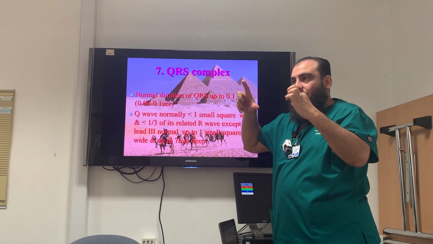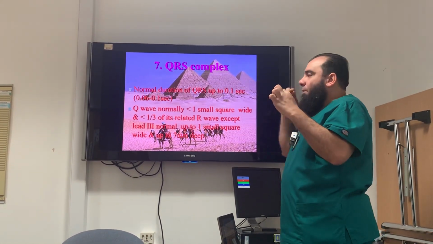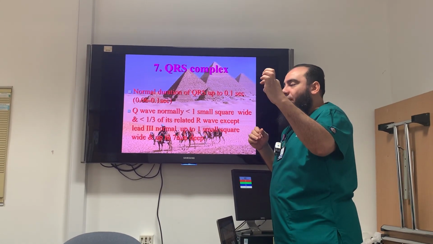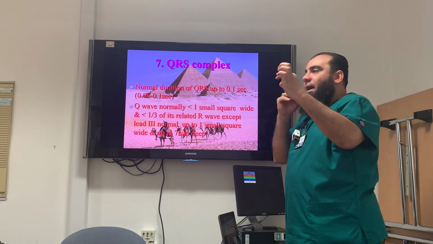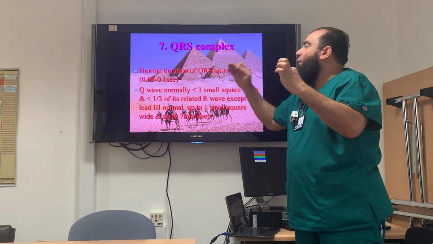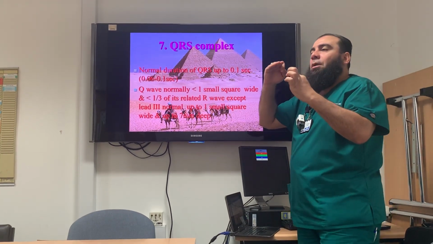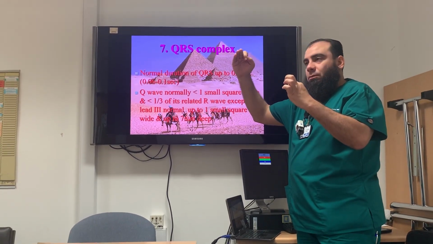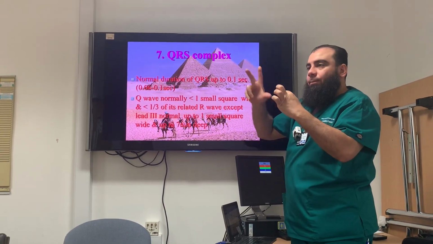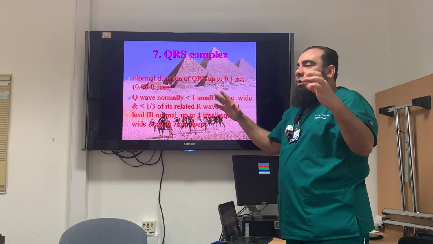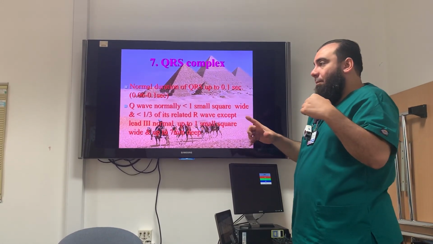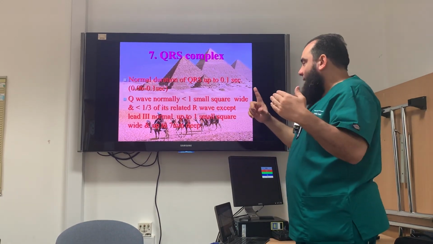Do you understand it? I'll explain it again. We assume that the Q wave is 1 small square. I expect the R wave to be 3 fold, 1/3, so to be 3 small squares at least. So its relation to the whole complex is 1/4. Calculate however you like. 1/3 of its related R wave or 1/4 of the whole complex is the same. It's not supposed to be more than this in length.